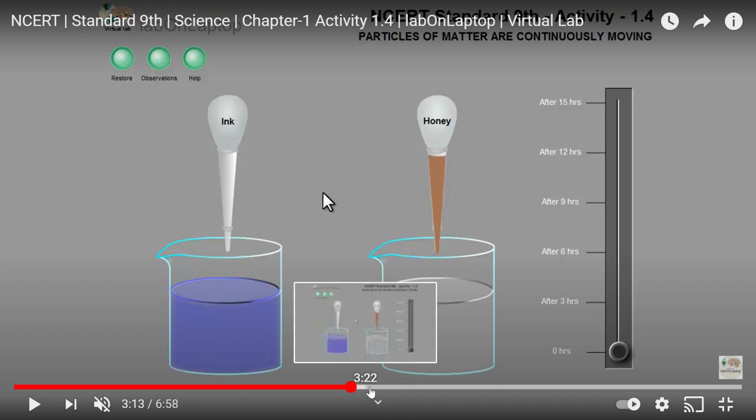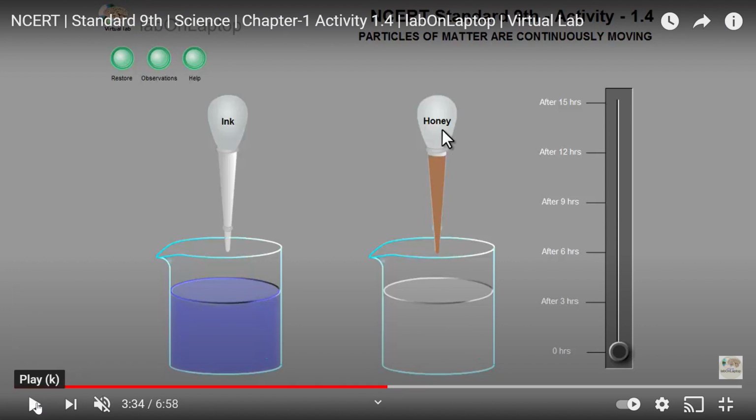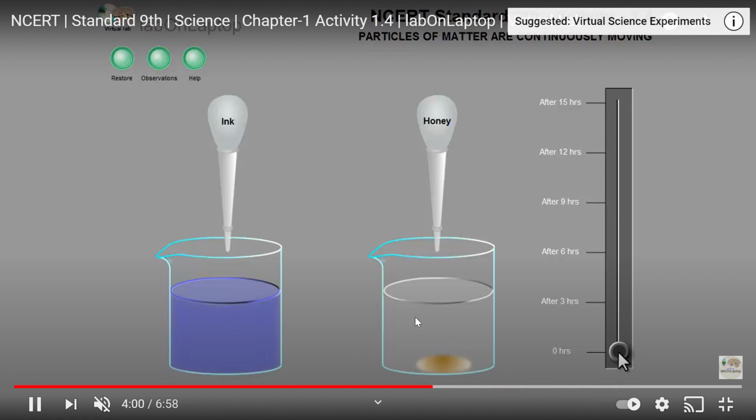Now let's see what happens when we press the honey dropper. You see, as soon as we press this dropper, the honey will fall into the beaker and go through the water and settle down. You see, it is not trying to spread out just after pressing the dropper, because honey is quite dense and heavy, so it will first settle down and it will take time to spread out in between the space provided by the particles of matter.